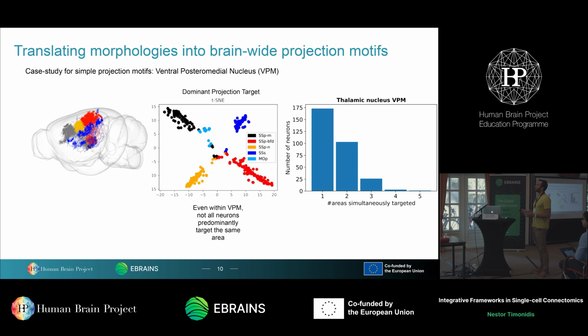And not only that, but when we check the simultaneously targeted areas, you have 100 neurons that are targeting 2 areas, and approximately 25 neurons that target 3 areas. So it's not as simple as saying that, okay, they all target the barrel cortex, for example.